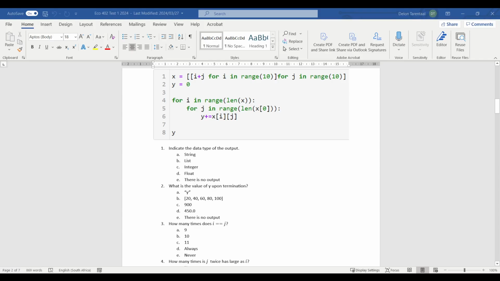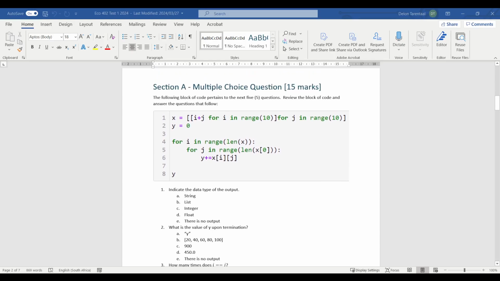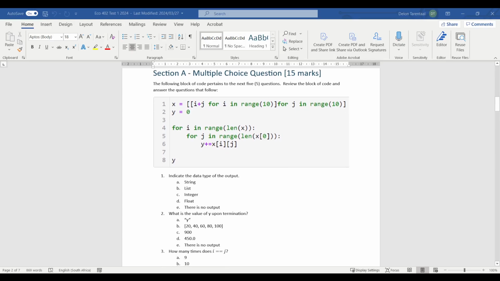Okay, so now question 2. What is the value of y upon termination? Okay, how would you resolve that? We just said y is an integer. So therefore, it cannot be a, because a is a string. It cannot be b, because b is a list. It can only be c or d, right? But d is a float, right? So it can either be c or e. Is there an output?